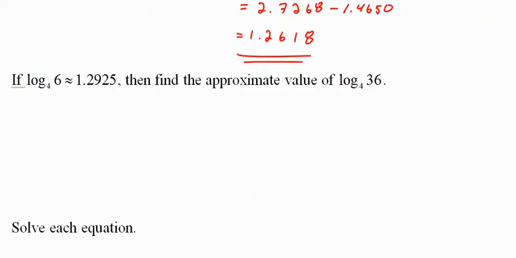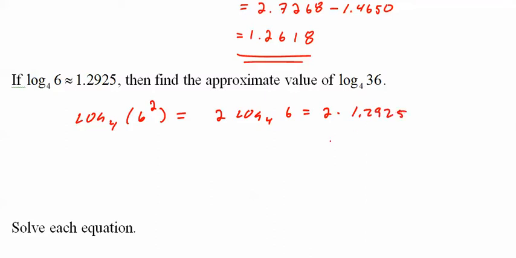One more. Log base 4 of 6. What's log base 4 of 36? Well, I need a log base 4 of 6. Well, how do I get that to 36? I square it. If I have it squared, I can put it out front. 2 times log base 4 of 6. 2 times 1.2925 equals 2.5850.